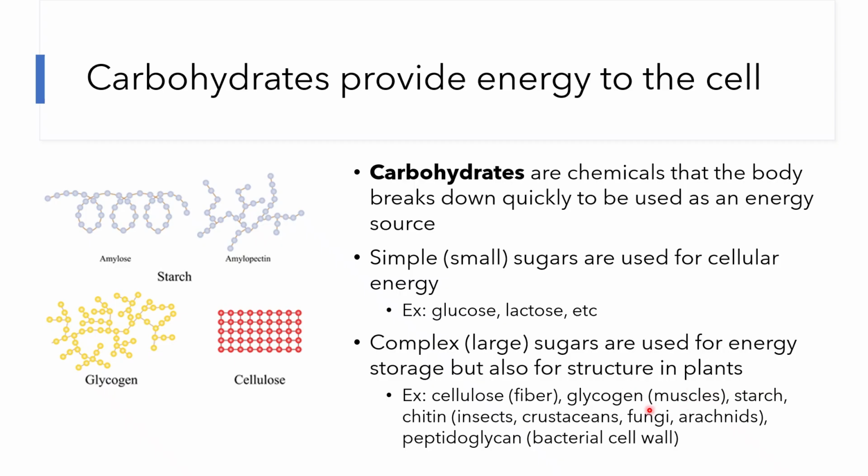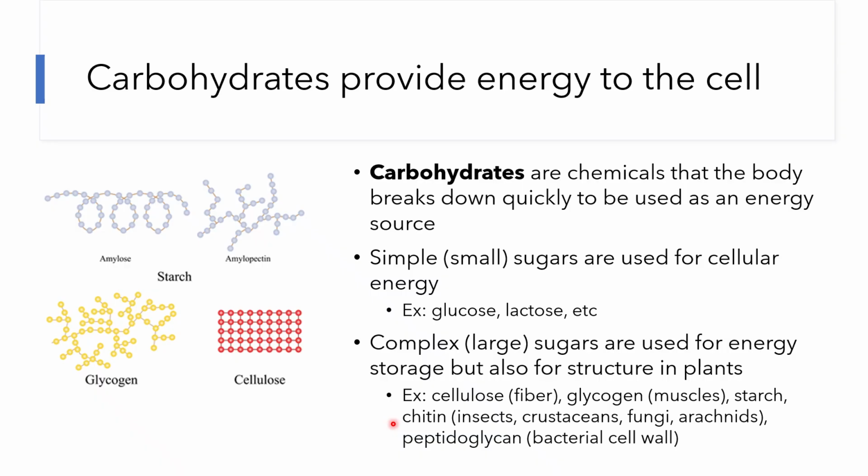Glycogen in our muscles is used kind of as an intermediate between fat storage and using the energy right away. So if we want to store the glucose but be able to access it much faster than we can from fat, we will store it as glycogen. Starch is effectively fat for plants, so that's how they store their energy long term.